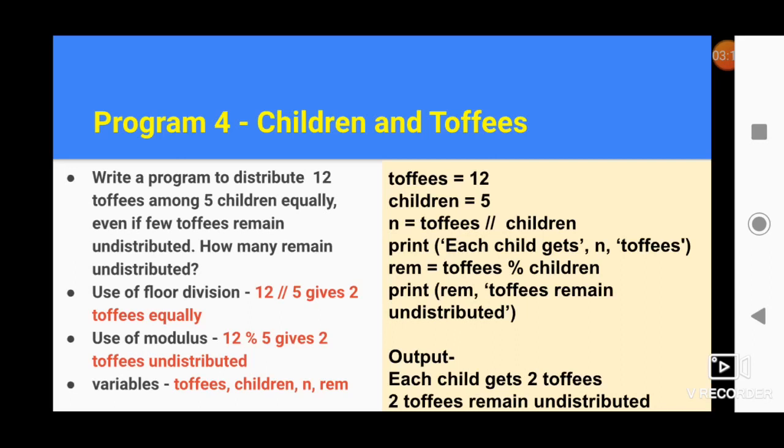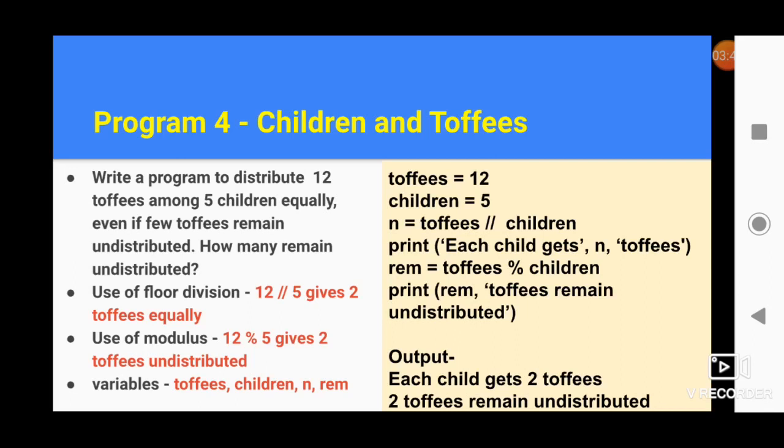Then we use the comma, because multiple things passed to a print function have to be separated with commas. After the comma we have written n. That means the value of n will be printed after this string literal, each child gets. And again we write a comma, to separate n from another string literal, which is the word toffees inside single quotes.